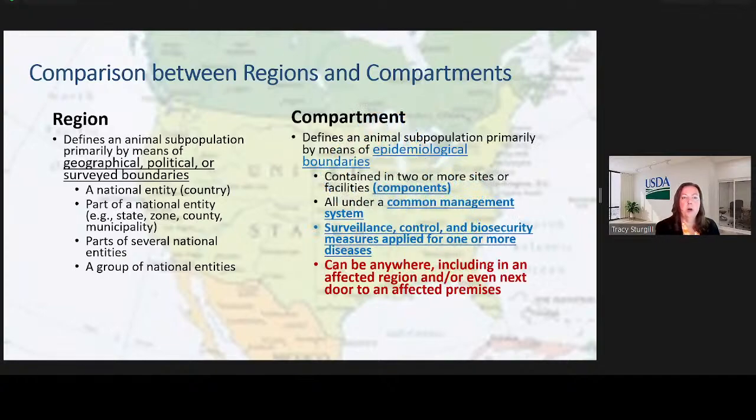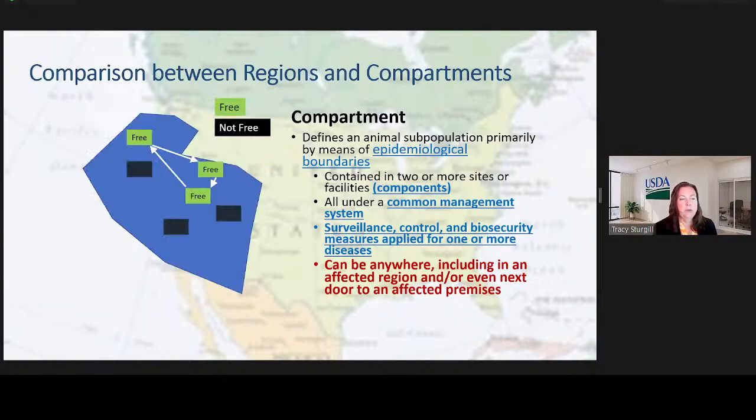Whereas the compartment is an epidemiological boundary, and those can be contained in 2 or more sites or facilities, and they have a common management system, and they perform surveillance, control, and biosecurity that are applied throughout that compartment for 1 or more diseases. And these can also be in an affected region, and even next door to an affected premises, as long as that compartment is a contained entity and there's no outside entry or exit.